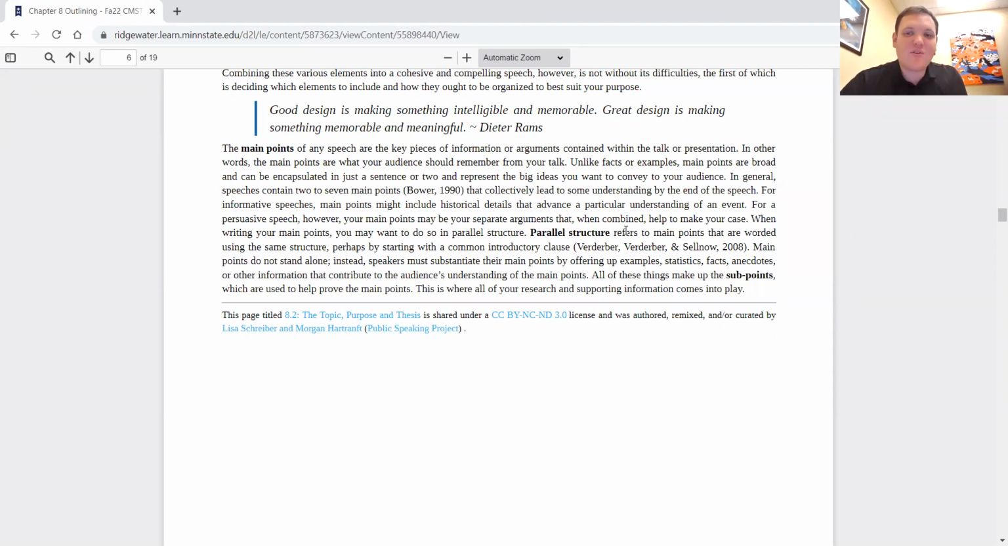But parallel structure refers to the main points being worded using the same structure, perhaps by starting with a common introductory clause. You can also use them all starting with the same part of speech. Like if you're listing things off in a sentence, it could be noun, noun, noun. Sometimes it's noun, adjective, verb, and it's just harder to read. It doesn't flow as well when you don't have parallel structures. You're going to want to use that same part of speech or the same introductory clause. You're going to want something similar throughout them.